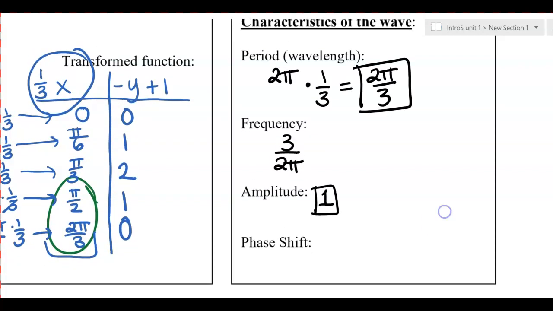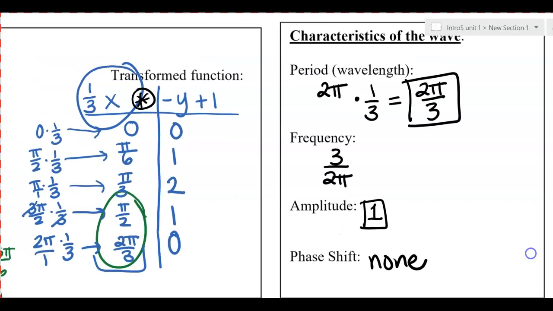And then phase shift here, did we have any horizontal shifting left or right? You can look right here for that. We didn't have anything being added or subtracted to our original starting point of where x is, so we have no phase shift. Okay. Is that okay with everybody? Are you okay that we're going to let this kind of sink in?